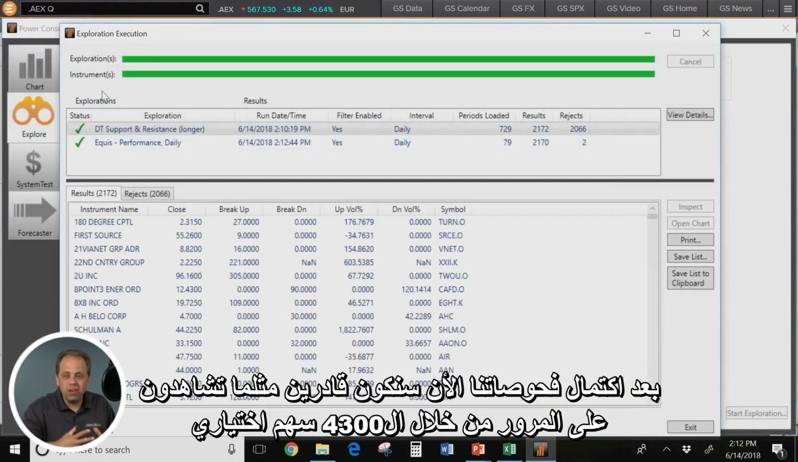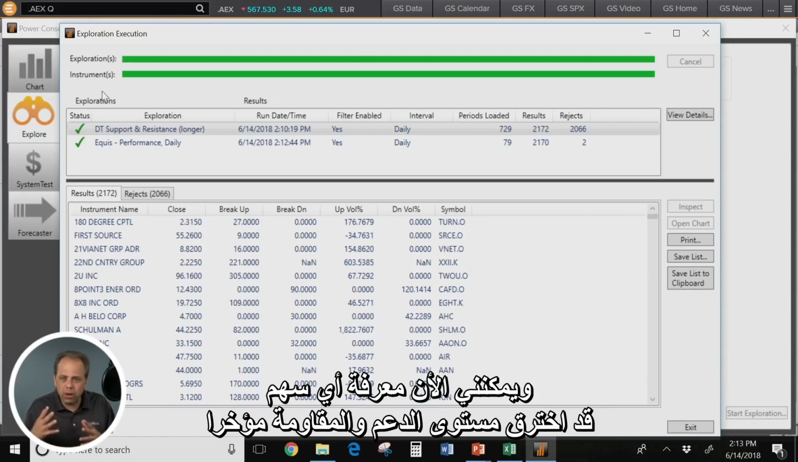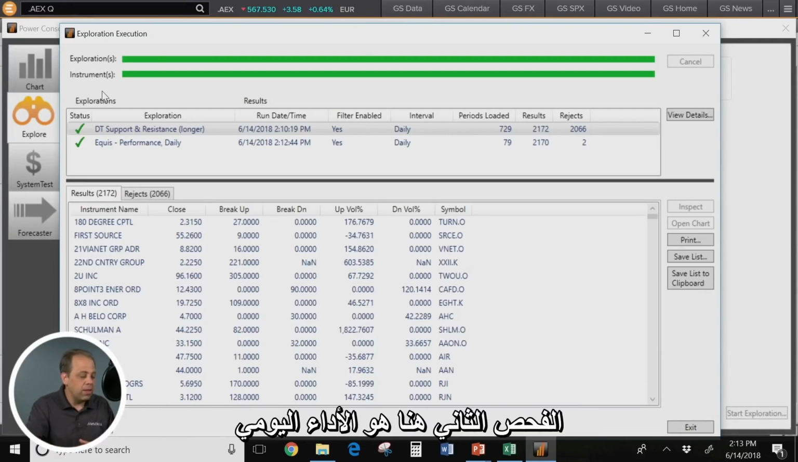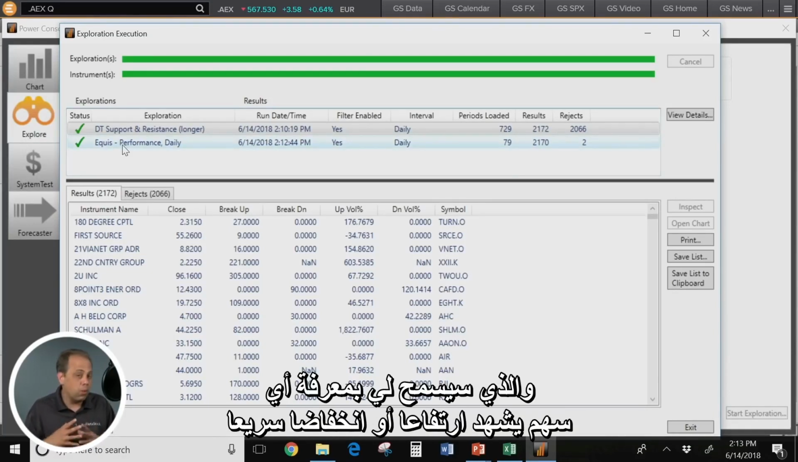So now those scans are done, and as you see, I've been able to go through the 4,300 optionable stocks, and I can now see which ones have recently broken through a support or resistance level with the scan I've selected. The second scan right here is the Performance Daily. It also allows me to see which stocks are going up or down fast.